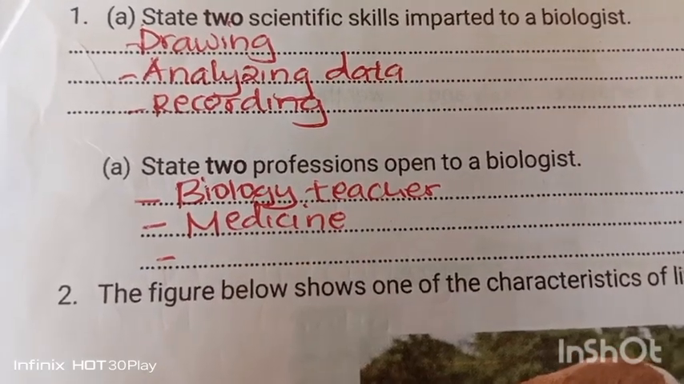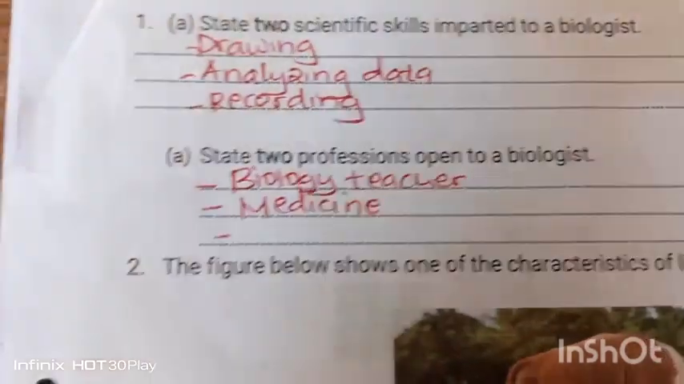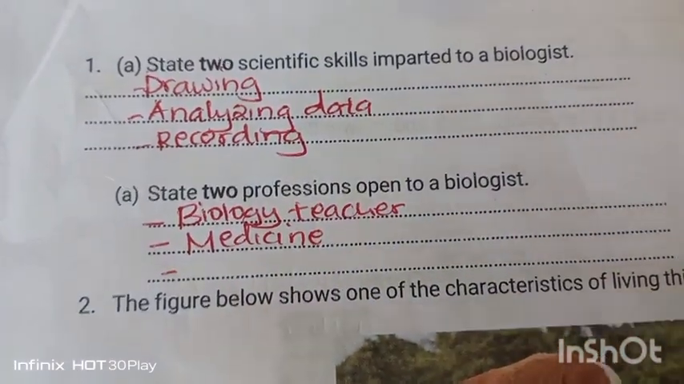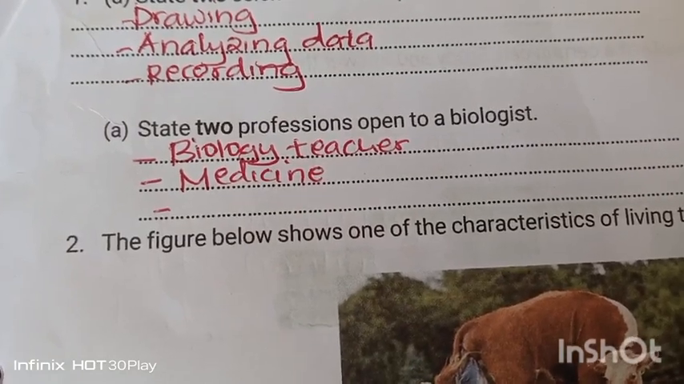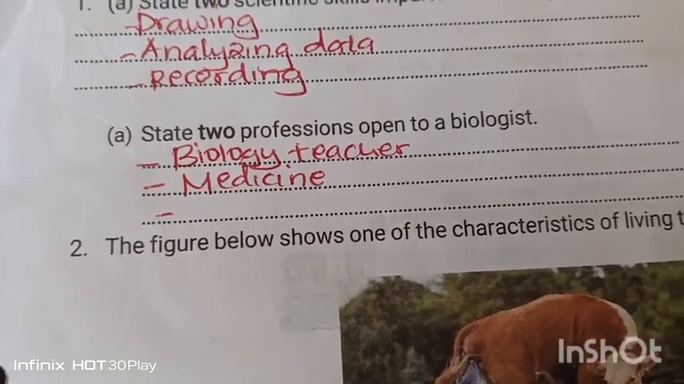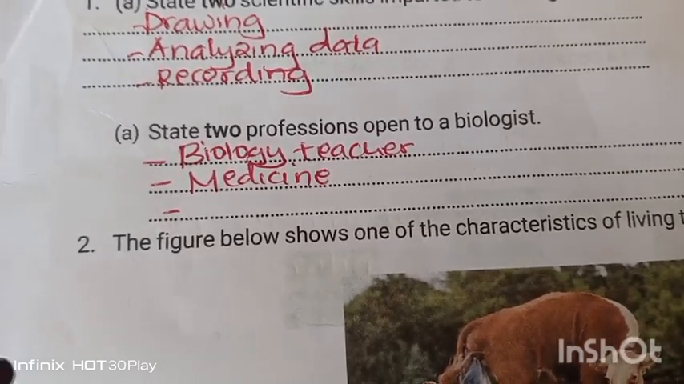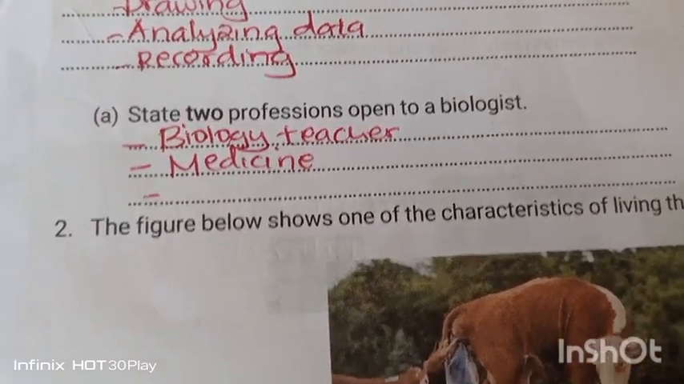State 2 professions open to a biologist. The professions are the careers. You can become a biology teacher, you can study medicine, pharmacy, become a pharmacist, a doctor, all those.